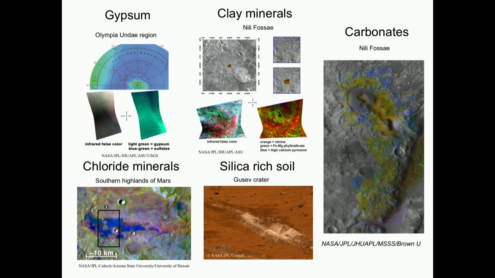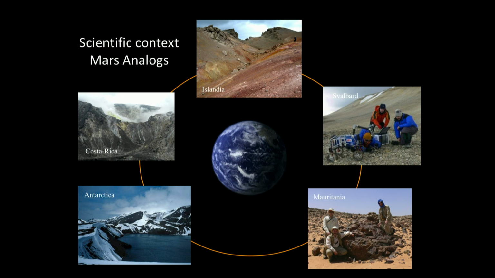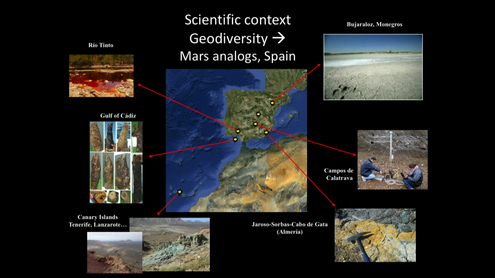Well, in the context of this comparison that I was mentioning, because I think I was privileged, I was able to work on different sites, like in Costa Rica, in Svalbard, in Iceland, in the Antarctica, in Mauritania. I'm going to show you some pictures about our work in these areas, and also in Spain, of course, in Rio Tinto, in the Gulf of Cadiz, in the Canary Islands, mainly in Tenerife and Lanzarote, in the Jarroso area, where the jarosite was discovered and identified for the first time, in the Campos de Calatrava, the Calatrava volcanic field.